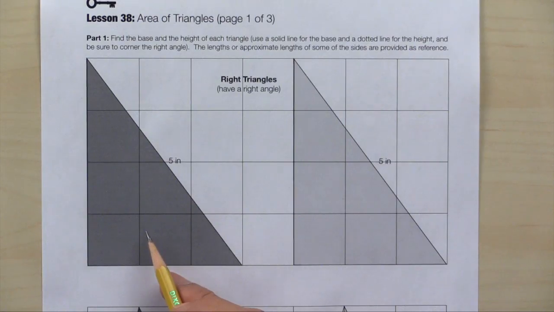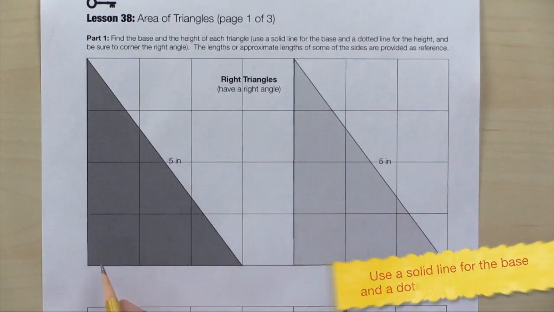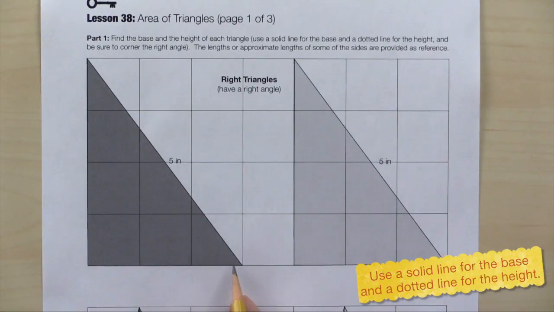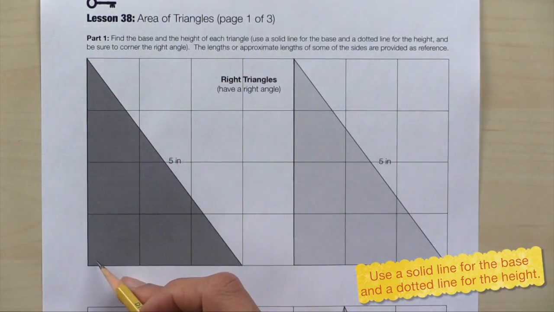Let's start with the two right triangles. Here we have a dark gray right triangle and a light gray right triangle, and notice that they're the exact same size and same shape. So we'll use a solid line for the base, and we'll use a dotted line for the height.